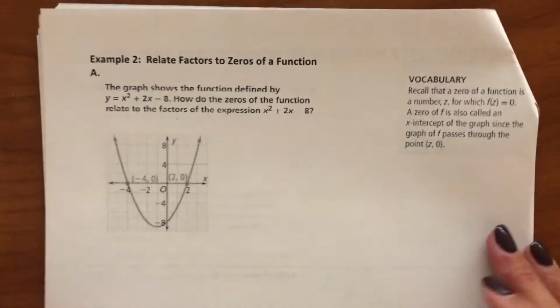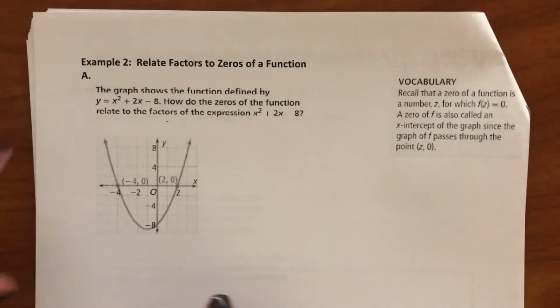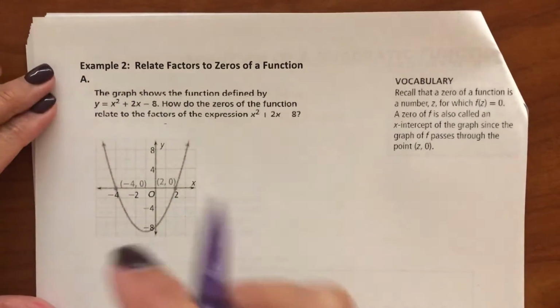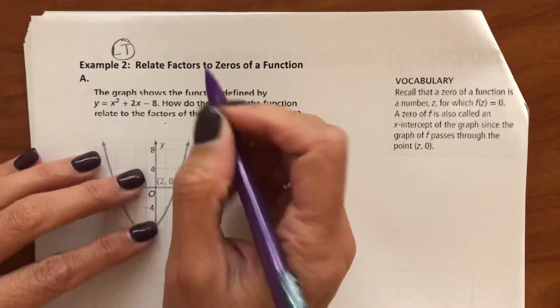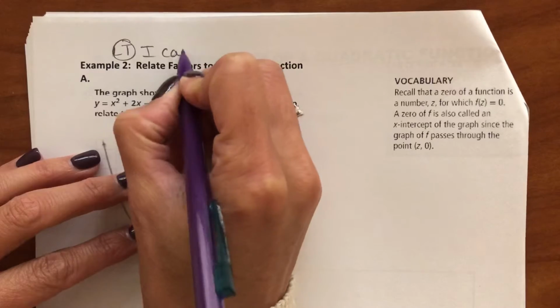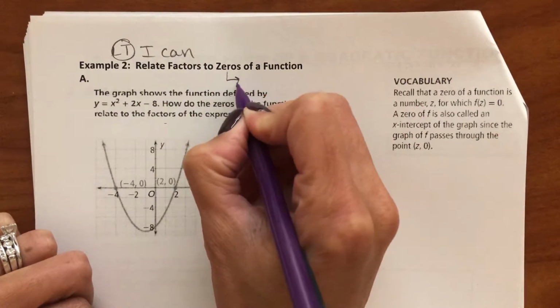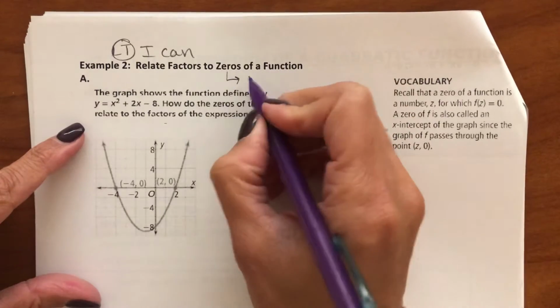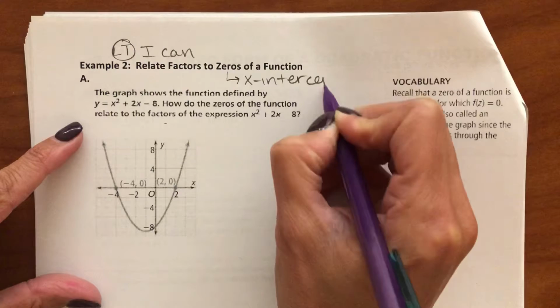All right, so this is the last day in section 2.3, finishing up our factoring quadratics. Two learning targets for today. The first learning target is I can relate factors to zeros of a function. And these zeros of the function are also the x-intercepts of the graph.